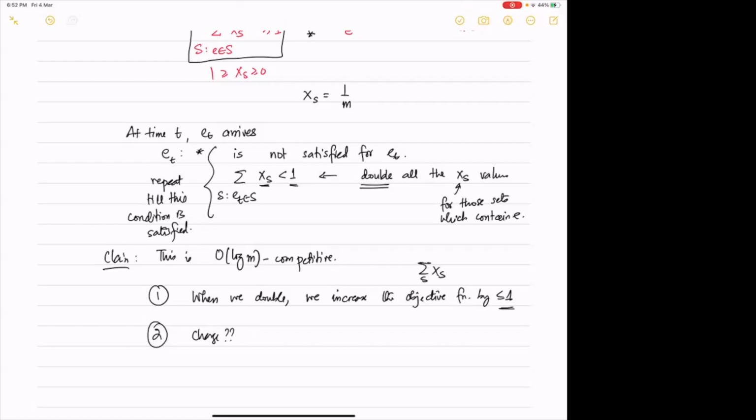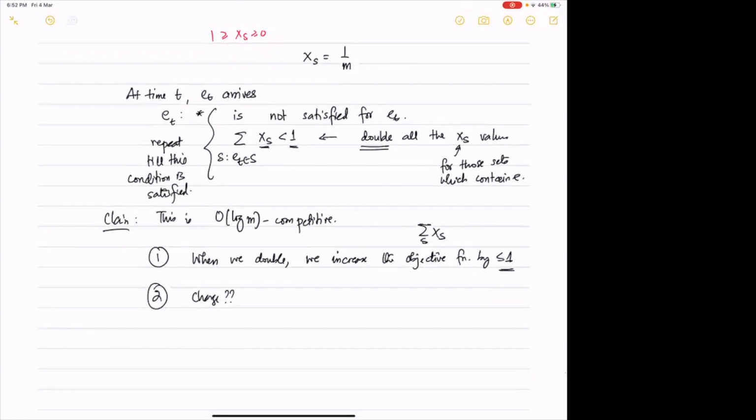Okay, and let's say that the optimum solution has some sets, S1, S2 up to Sr. Then there must be one of these sets in the optimum solution which contains this element e_t. So suppose the set Si contains e_t. Okay, so I charge 1 unit to Si. I say that I will charge this money that is incurred to Si.